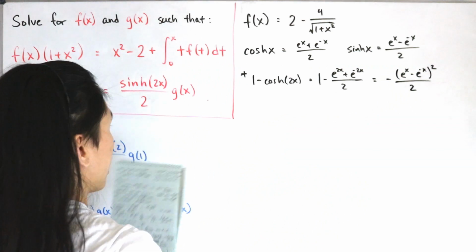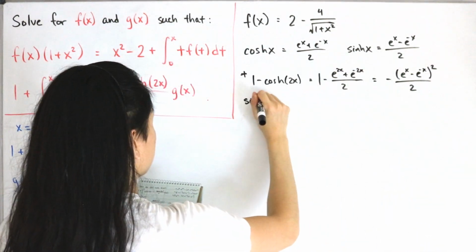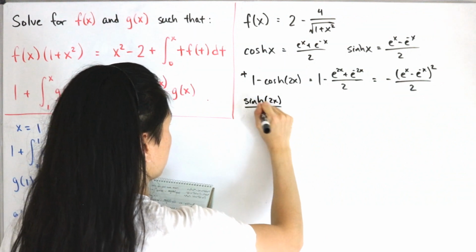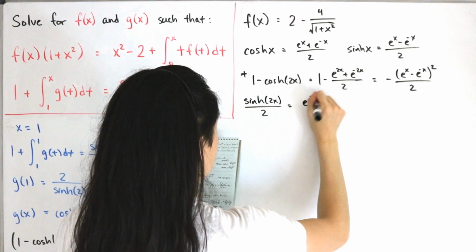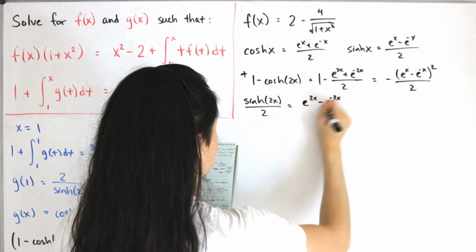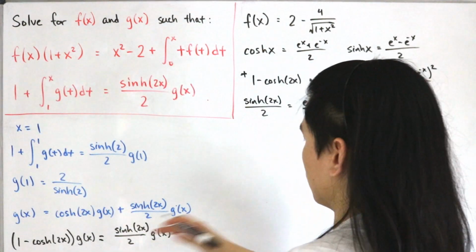Okay, now let's get into this one. This one's a little bit easier. I have the hyperbolic sine of 2x divided by 2. So what that gives us is e to the 2x minus e to the negative 2x, divided by 4. Okay, now let's put everything back together over here.